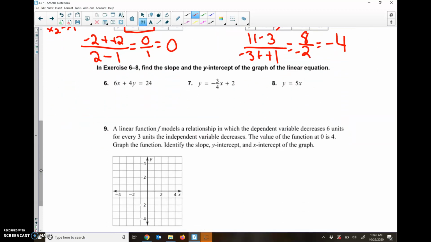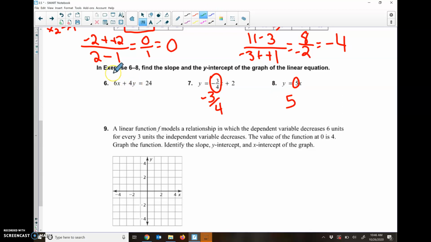6, 7, 8, it's asking us to find the slope. I'm going to come back to 6 in a second here because 7 and 8 aren't too bad. So remember what I said in the beginning, our slope is really our number next to x. So our slope here is negative 3/4. Here, again, same thing, number next to x. So our slope is 5.